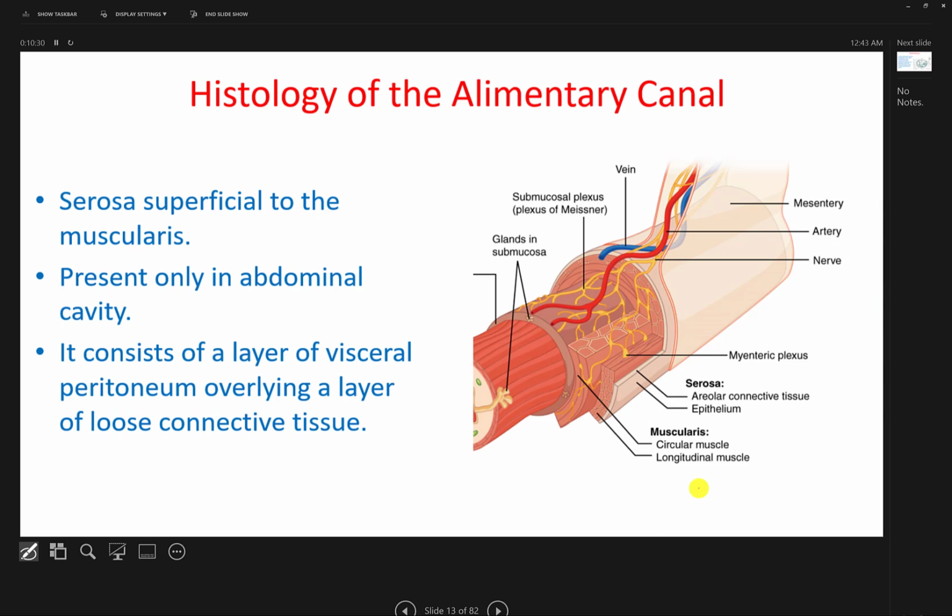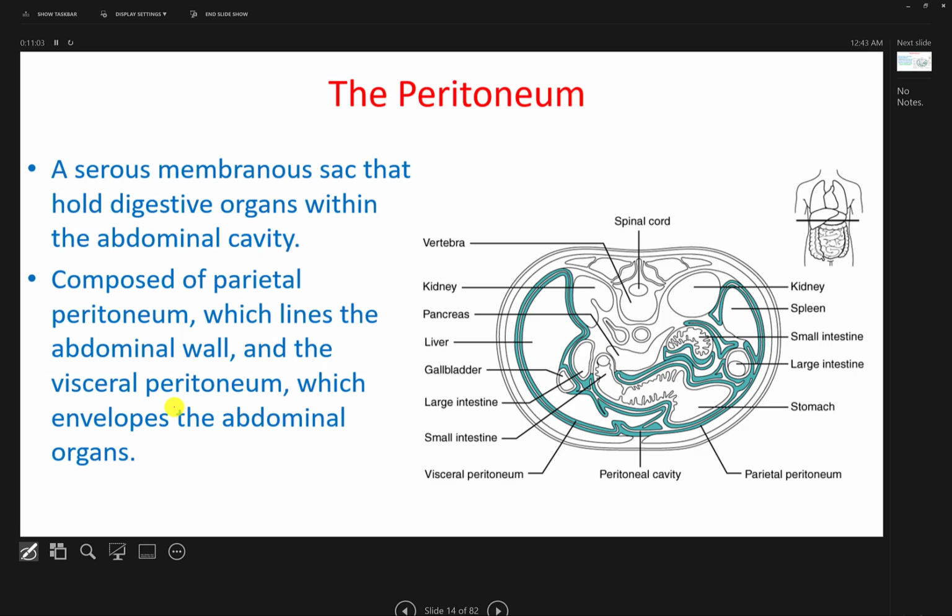The superficial layer is the serosa, and this is related to the serous membrane. For this, it's only present in the abdominal cavity, and this is a special arrangement for the organs of the digestive tract. As usual, we will have a visceral layer, which we'll call the visceral peritoneum, and there will be a parietal peritoneum. However, there is a difference here in the arrangement.